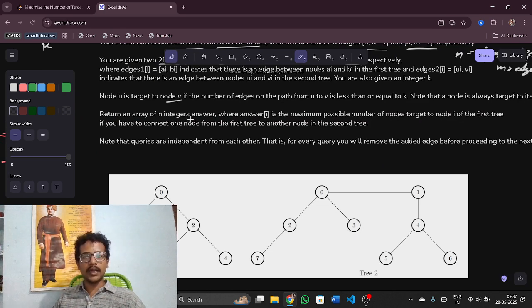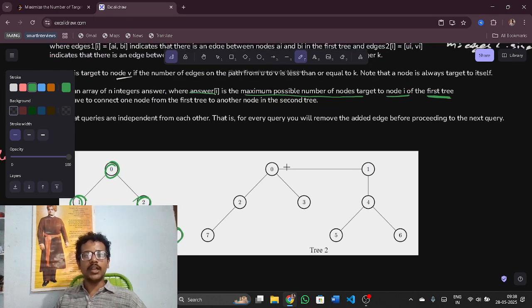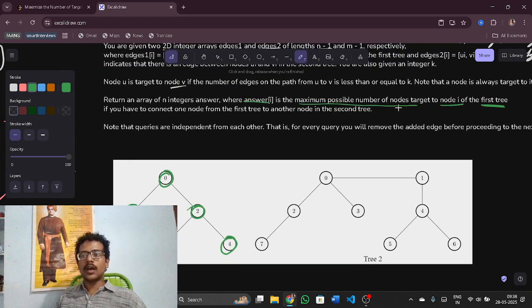Return an array of n integers answers where answer of I is the maximum possible number of nodes target to node I. So answer I is the number of target nodes to node I of the first tree. Now that means we need to take every node in the first tree, and return what are the number of target nodes. Is it only in tree 1?